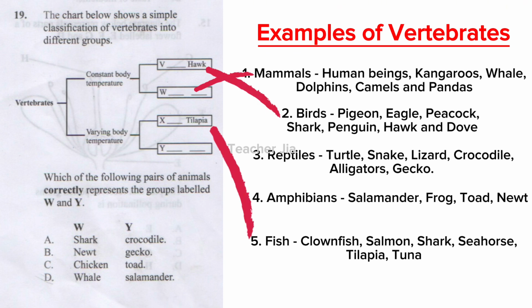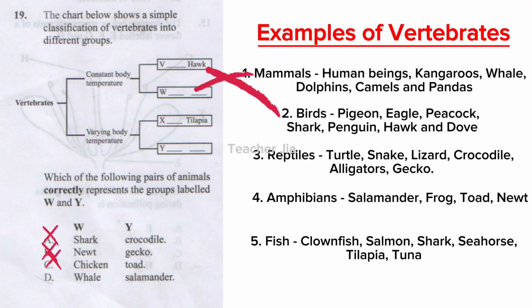Under W in choice A, we have shark. Shark is a fish, so choice A is out. Choice B, we have newt under W. Newt is an amphibian, which means it's not a constant body temperature, so it's out. Choice C, chicken. Chicken is a bird, so also choice C is out. Remaining with choice D, whale is an animal, a mammal.